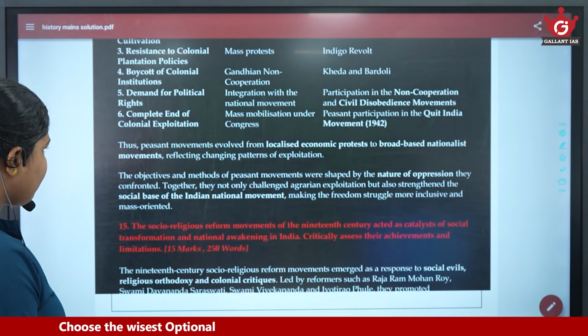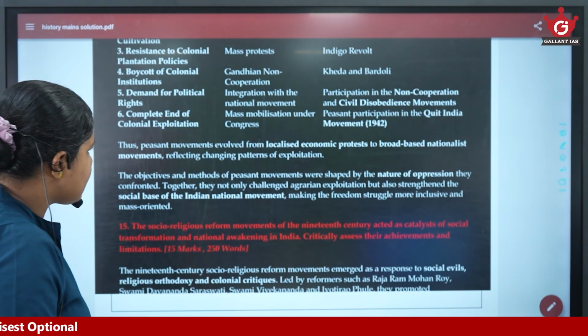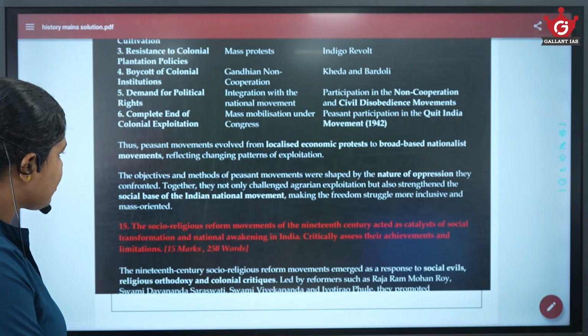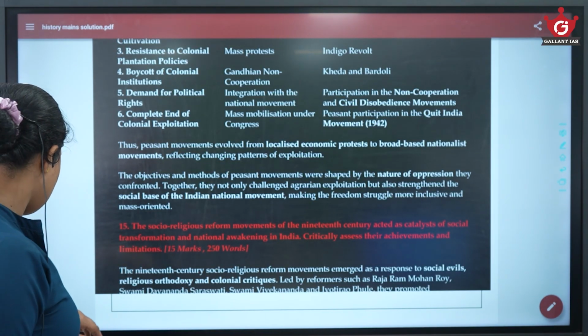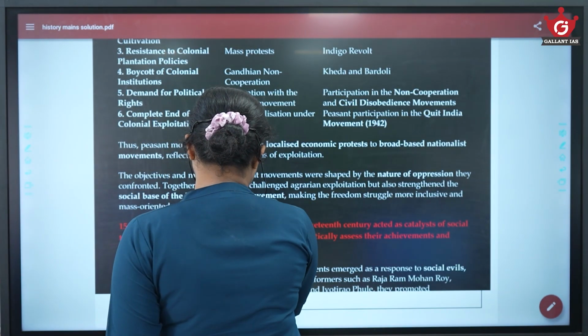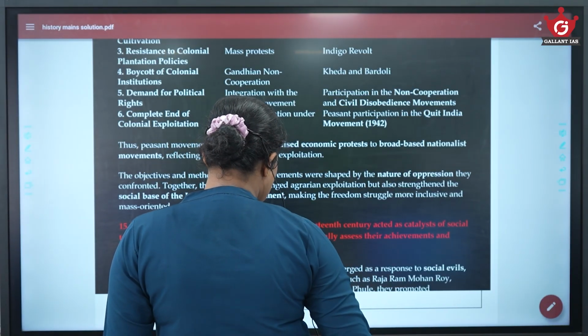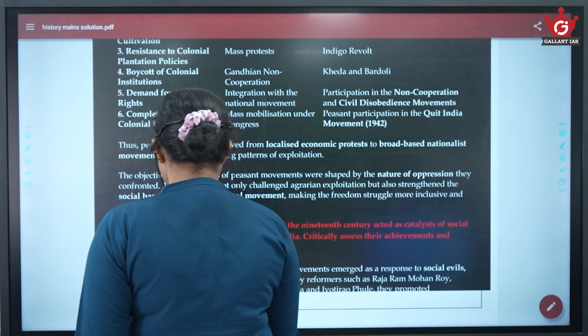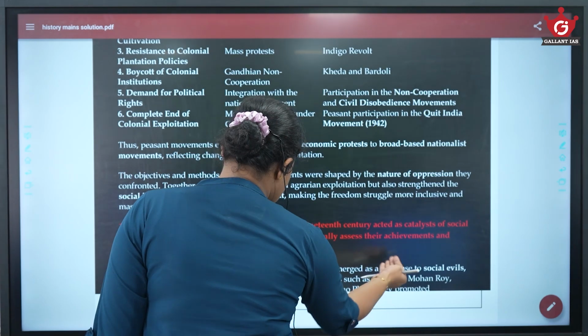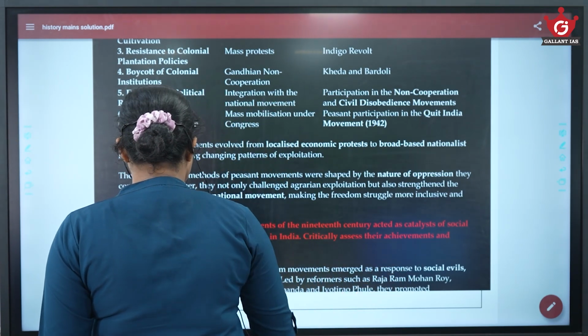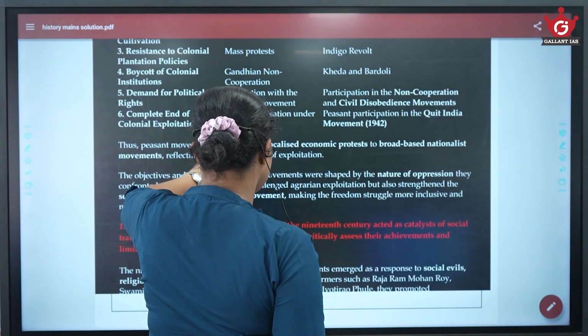The socio-religious reform movements of the 19th century acted as a catalyst of social transformation and national awakening in India. Critically assess their achievements and limitations. So you can give an introduction. 19th century socio-religious reform movements emerged as a response to social evils like religious orthodoxy, colonial critics, etc., led by reformers such as Raja Ram Mohan Roy, Swami Dayananda Saraswati, Swami Vivekananda, Jyotirao Phule.